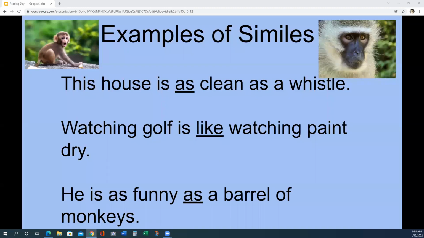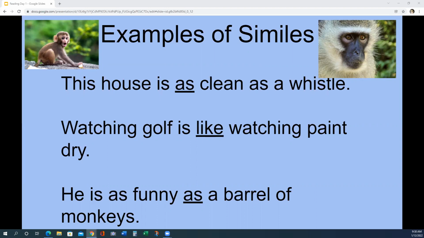Let's see some more examples of similes. This house is as clean as a whistle. Watching golf is like watching paint dry. Ain't that the truth? Y'all may be a golf fan, but I am not. It puts me to sleep. If I was actually out there playing it, that would be one thing, but just to watch it on television or watch somebody else do it is exactly like watching paint dry.